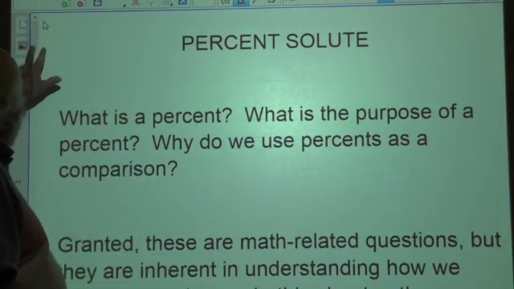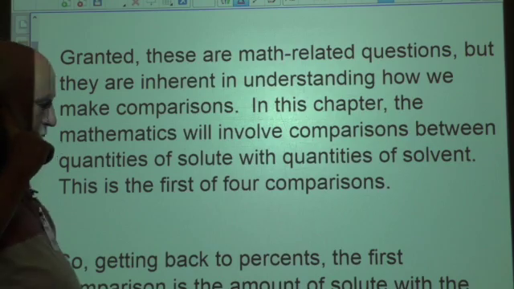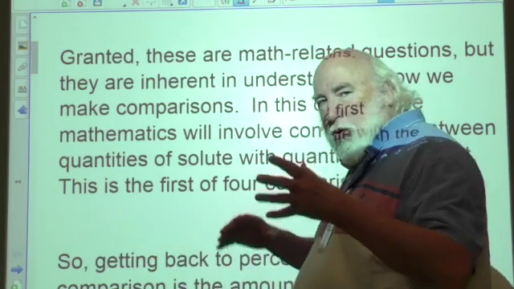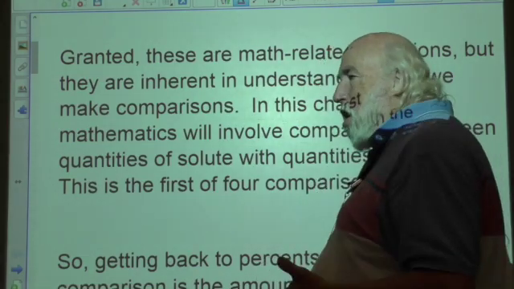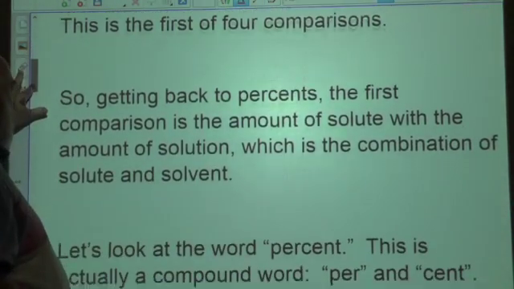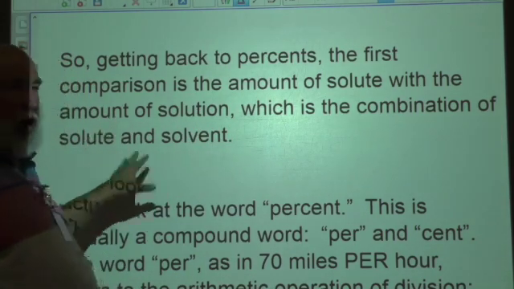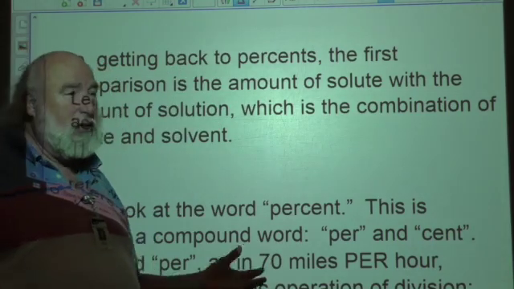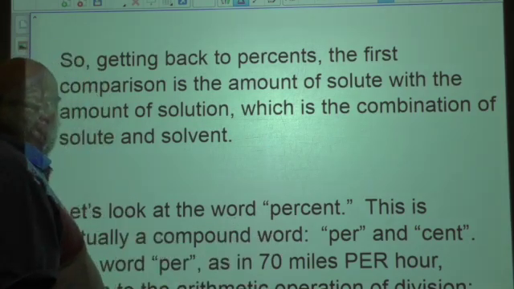So let's deal with the mathematics of this. And like I said, the mathematics of this whole section is comparing solute over solvent or solution or some variation thereof. Percent solute is dealing with a comparison of solute with the amount of solution. Now, solution is the combination of the solute and solvent together. And when we say amount, it's usually in grams. It could be liters, could be milliliters, but 99% of the time we're talking about grams.